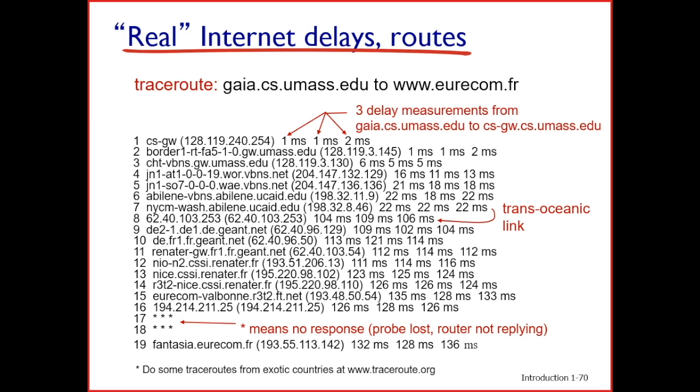From gaia.cs.umass.edu, we use traceroute so that we want to measure from the current source to the destination, eurecom.fr. Oh, sorry, .fr, France. All right, so here we have the scenario from UMass in the United States to Eurecom in France. Wow. We have the routers from the CS gateway and border1 to the others.